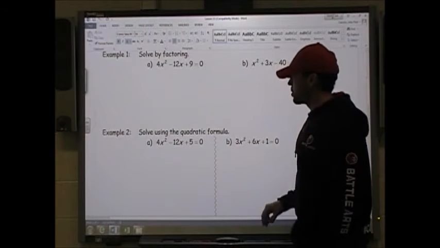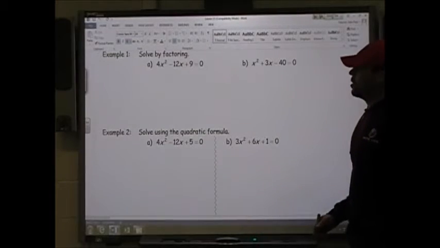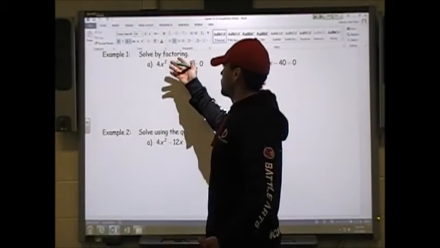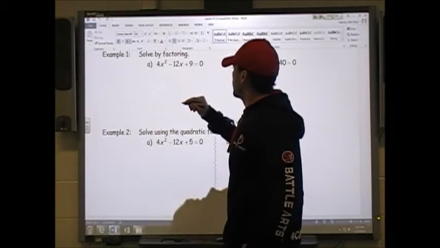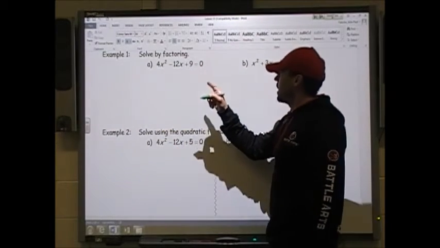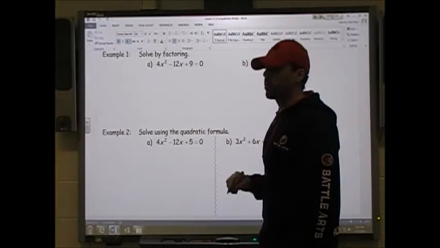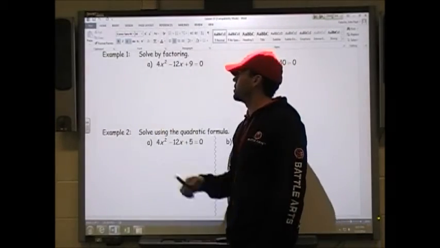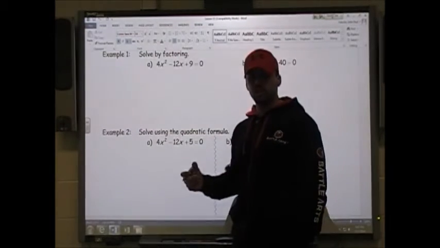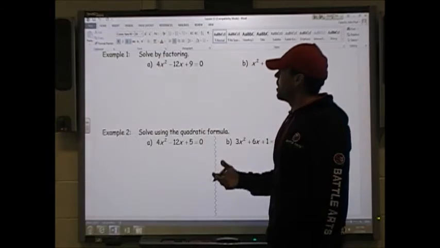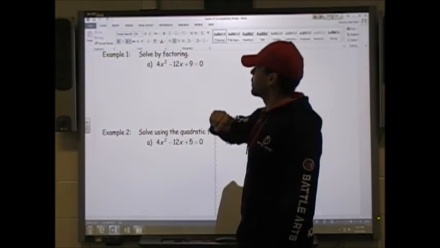So example 1, solve by factoring. So we're going to solve this using factoring. If it's asking me to solve using factoring, it should be factorable. Before I started factoring this, I noticed that this is a complex trinomial. There is no common factor between these three digits. So I would have to use decomposition or the crisscross method, but I'm not going to use either because I think that this may be a perfect square trinomial.